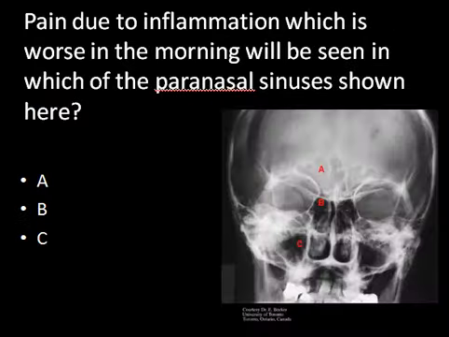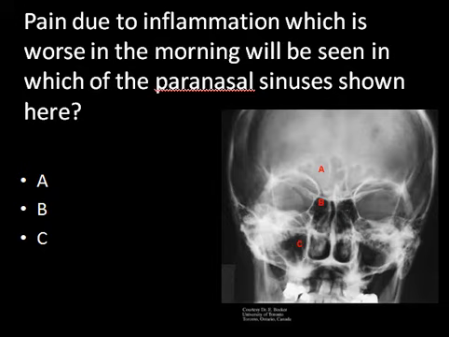Let's go to the third question, which asks you about pain due to inflammation, which is worse in the morning, will be seen in which of the paranasal sinuses shown here. So let's first identify the sinuses. A is the frontal, B is the ethmoidal. You don't see the sphenoidal because it is way inside. And C is the maxillary sinus.